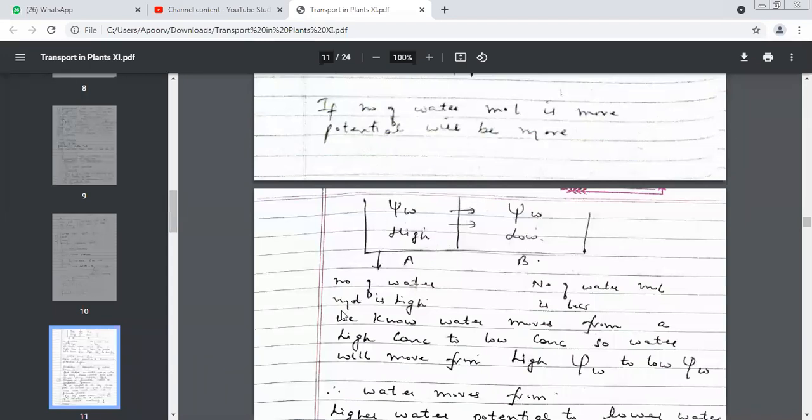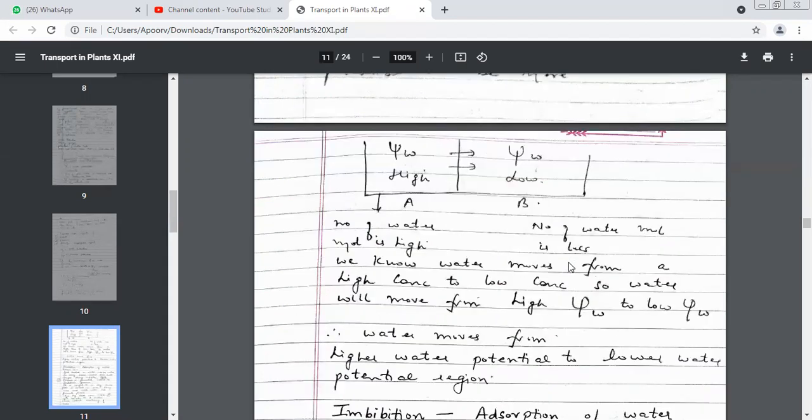be more. Here the number of water molecules is high. So the value of xi w was high. And here the number of water molecules is less. So what about the value of xi w? More or less? Less. We have already done in osmosis that water moves from higher concentration to lower concentration. So water will move from high xi w to low xi w, or this to this? Where will it move from? High to low.